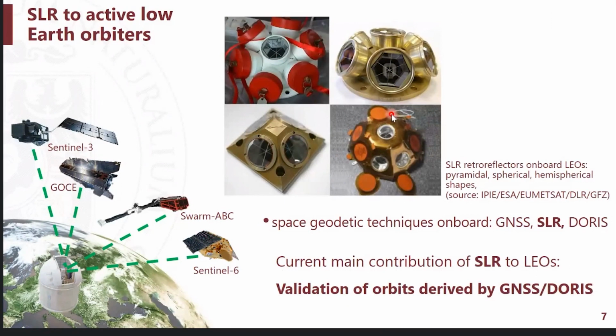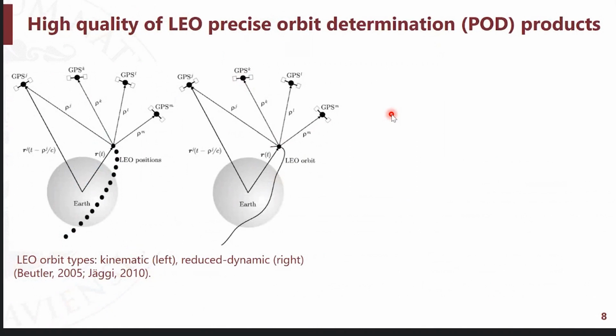However, in the case of SLR to LEO satellites, the main contribution of satellite laser ranging is for their orbit validation, for orbits which are derived by GNSS and DORIS. Precise orbit determination of LEO satellites is in most cases calculated by using GNSS observations, mostly GPS, by using kinematic and reduced dynamic approaches.